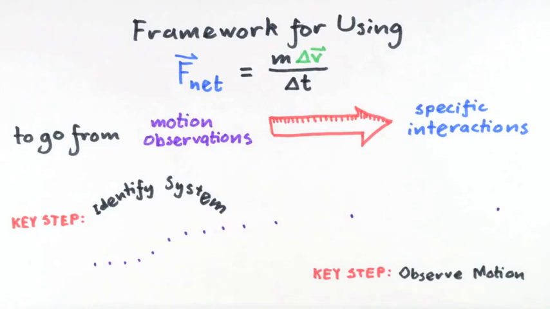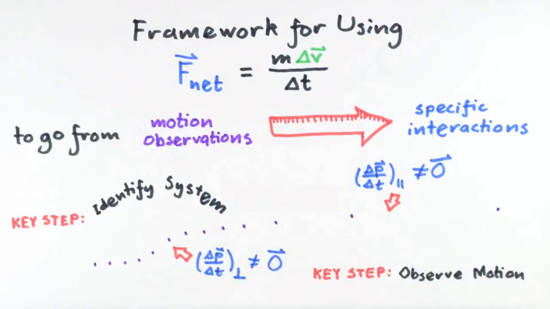At this step, we fleshed out how to describe observations in terms of the change in momentum over the change in time, specifically by thinking about those changes in separate parts. One part of the changes parallel to the system's motion, changes that are non-zero when the system speeds up or slows down, and the other part of the changes perpendicular to the system's motion, changes that are non-zero when the trajectory of the system is curving.